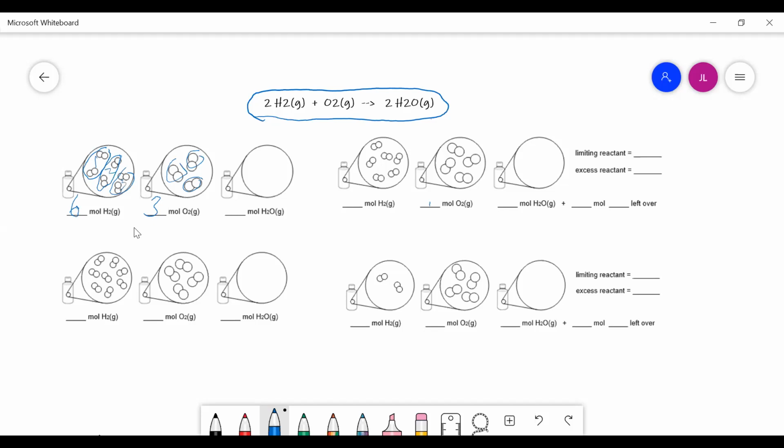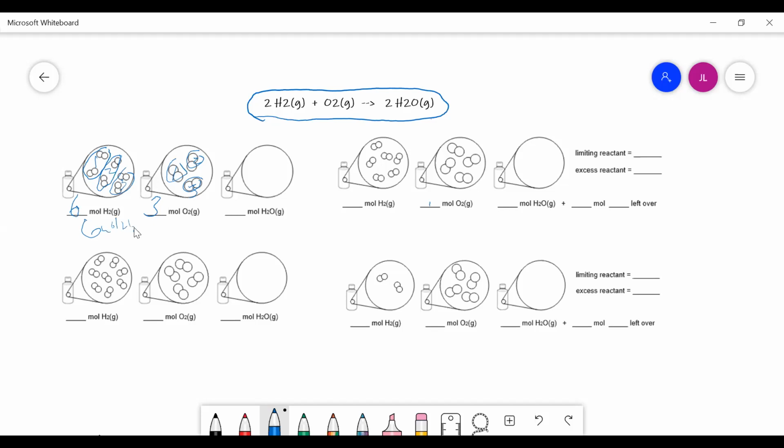1, 2, 3, 1, 2, 3. Great. I have 3, so everything balances out. We're going to use one of each. So again, if oxygen was in excess, I could make 6 moles of water.